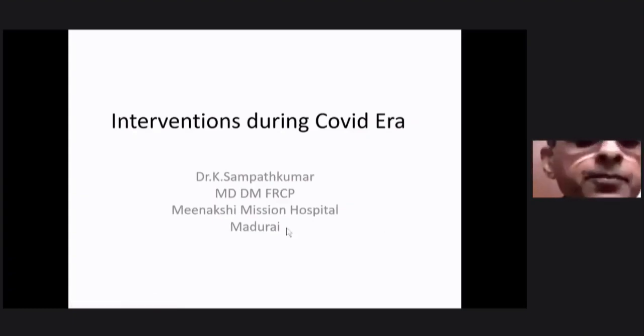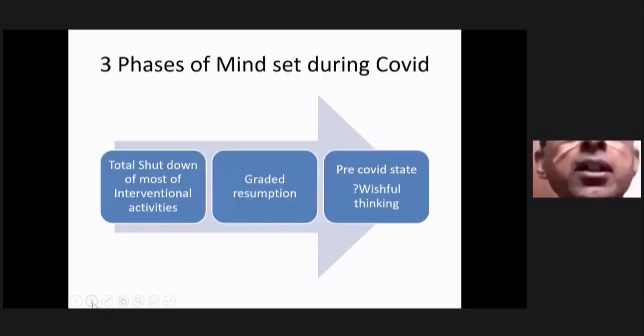So we'll have an overview of how tunnel catheters could be useful during this COVID era. As doctors, we had 3 phases of mindset during the COVID era. The first set happened when we realized that India is no longer immune to this invasion. So it was a total shutdown of most of the interventional activities. And then as days went by, we realized that this type of hibernation is leading us nowhere.